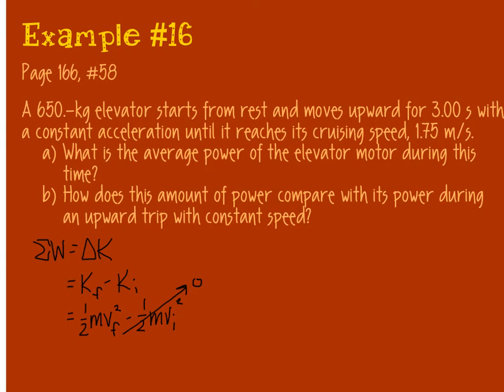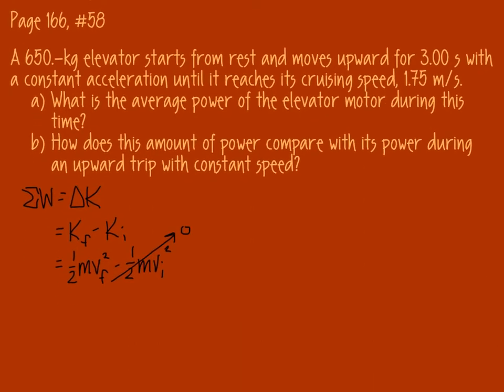I also know that the net work is equal to the sum of the work. And in this case, we have two forces that are doing work. We have work done by the force of gravity, as well as work done by the force from the motor. So those two added together equal 1/2 m v final squared. Now, what I'm really trying to find is the work done by the motor, so that I can then calculate the power done by the motor.